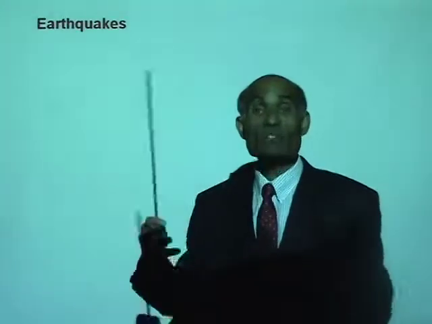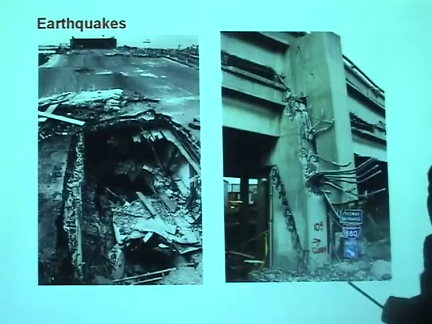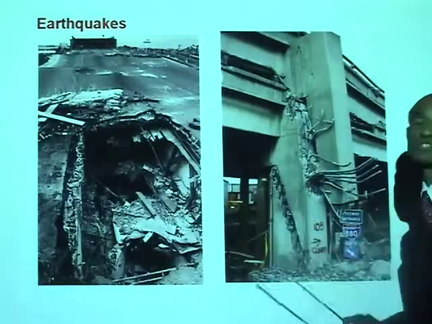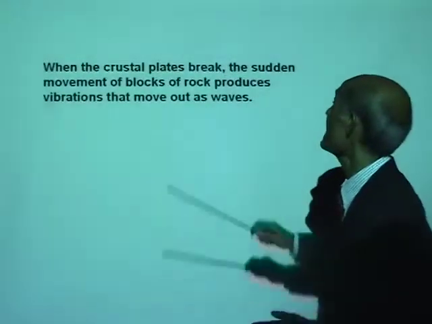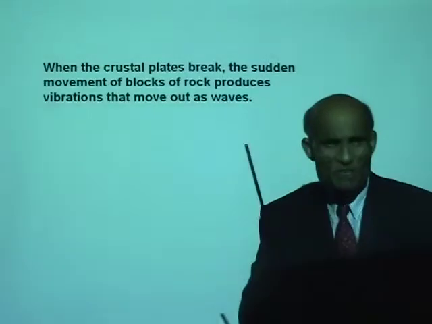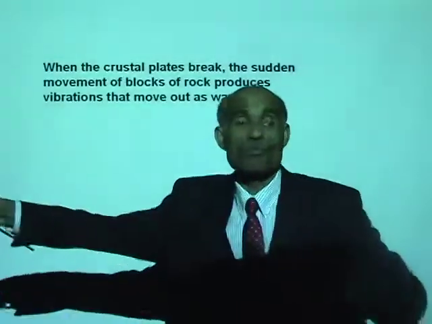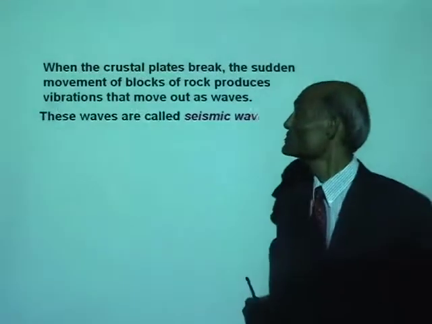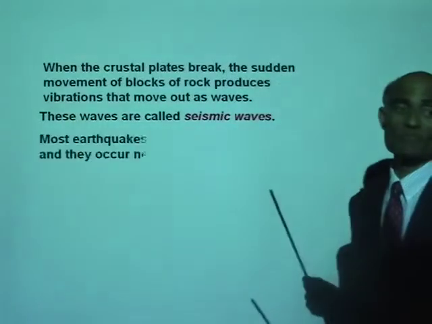Okay, now earthquakes are quite clearly connected with all this plate tectonics. Now look at the devastation that an earthquake can create. We are familiar with this. We have seen pictures of this all over in the last few years. When the crustal plates break, the sudden movement of blocks of rock produces vibrations that move out as waves. We talked about these waves in the last class. Now these waves are called seismic waves.